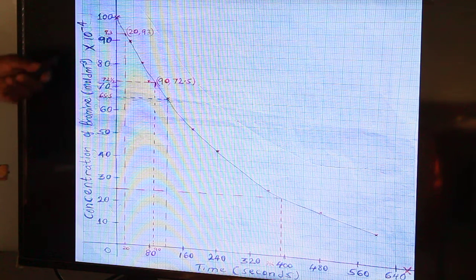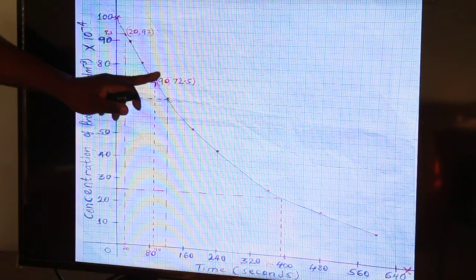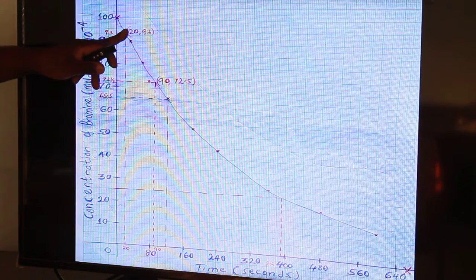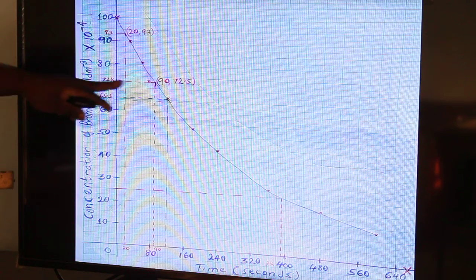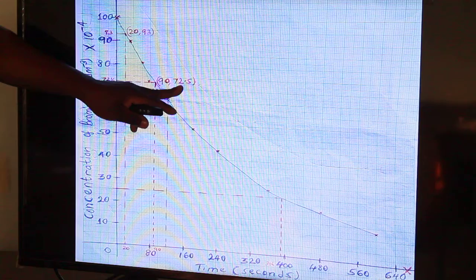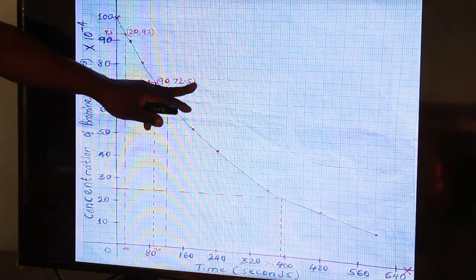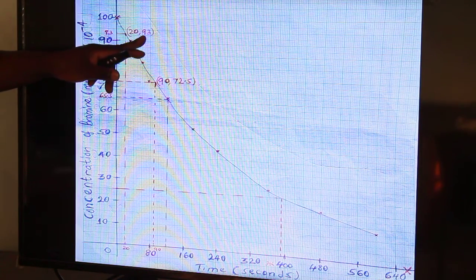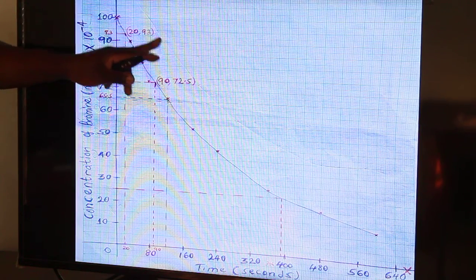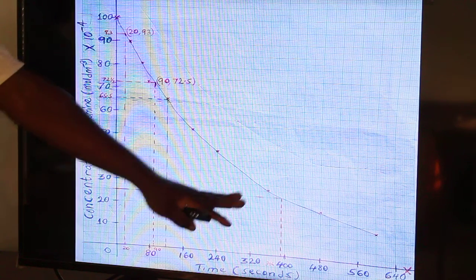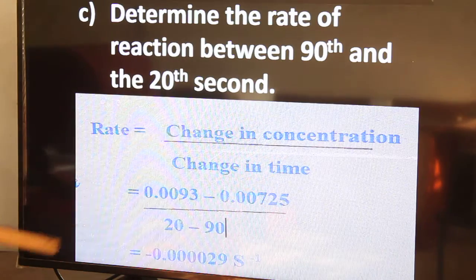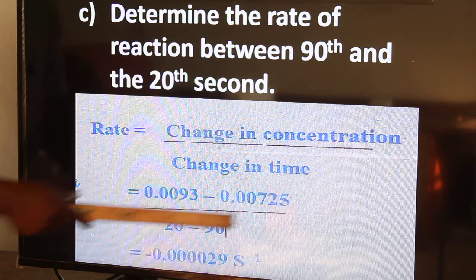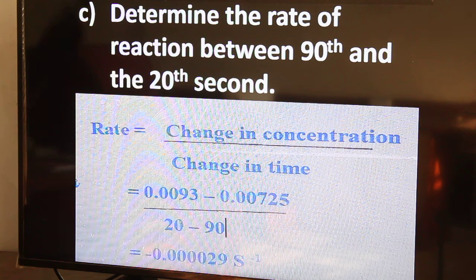So you check change in y over change in x. You can take 90 minus 20 for the change. Change in y is 72.5 times 10 to negative 4 minus 93 times 10 to negative 4, divided by change in x, which is 90 minus 20. That is what we have done here. Change in y over change in x, then you get your rate. And the unit for rate is per second.